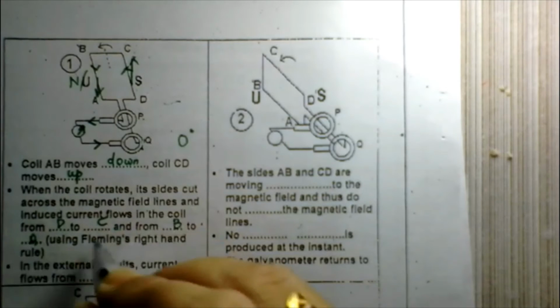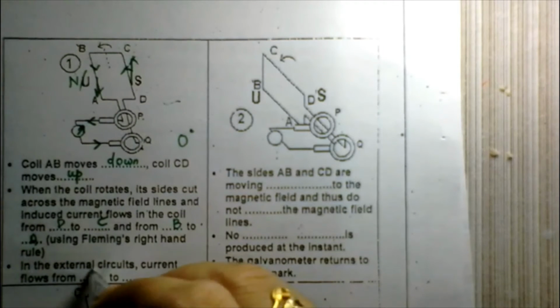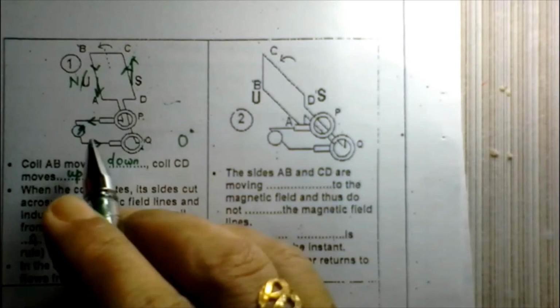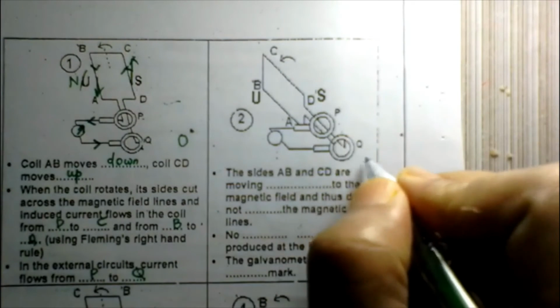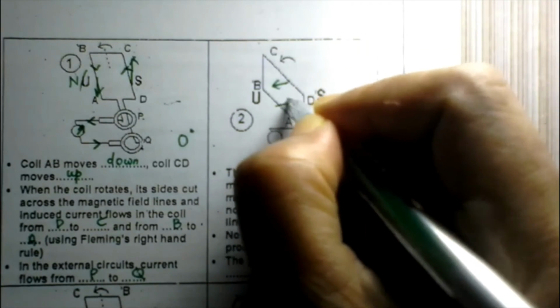So this one we apply Fleming right hand rule to determine direction of current. In the external circuit, current flows from where? P to Q. So we have deflection in this direction. Okay, now rotate 90 degrees. So this is direction of the motion for both sides. This is north pole.